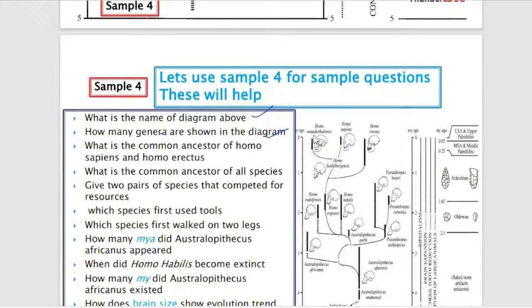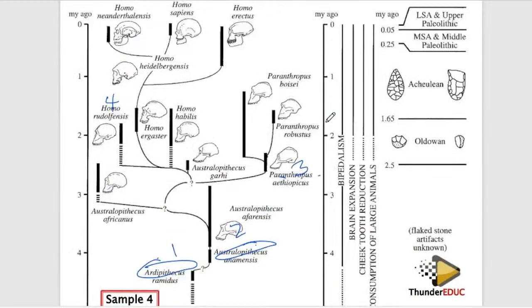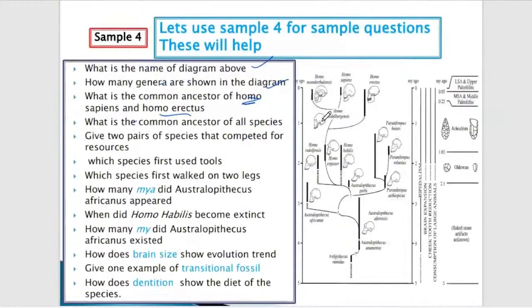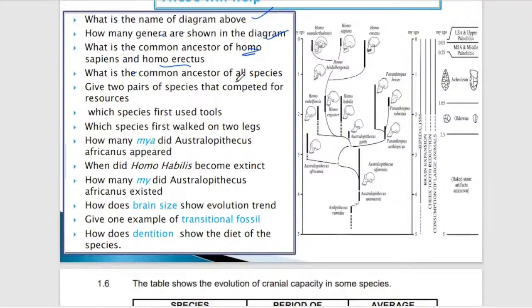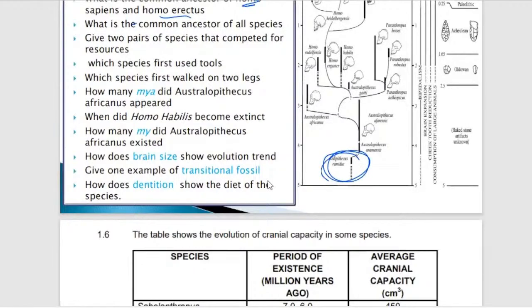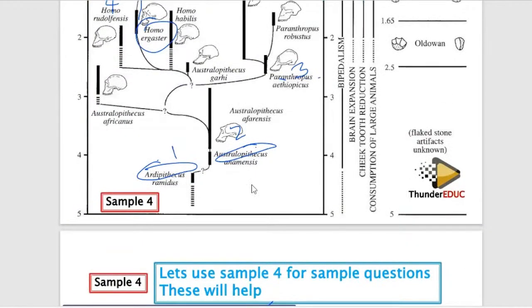So we are done with the genera. What is the common ancestor of Homo sapiens and Homo erectus? You move back until where they join: Homo ergaster. So Homo ergaster is the common ancestor of Homo sapiens and Homo erectus. Then the next one: what is the common ancestor of all species? Here you just look at it. The common ancestor is Ardipithecus ramidus. So it is easy that way.